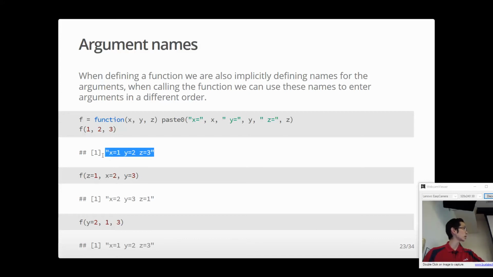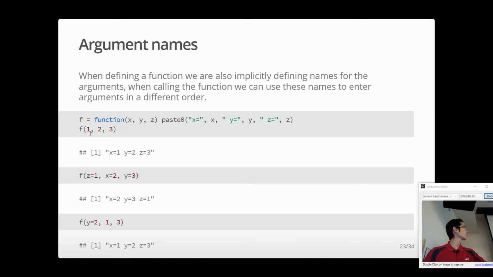This is just a length 1 character vector with x equal to 1, space y equal 2, space z equal 3. But now that I've defined argument names x, y, and z, I can put these in different orders, z equal 1, x equal 2, y equal 3, and then it will match the argument names with the values inside the function. And so we get these results this way.